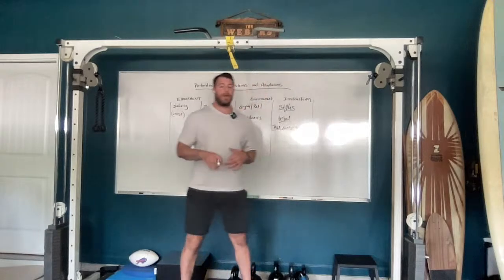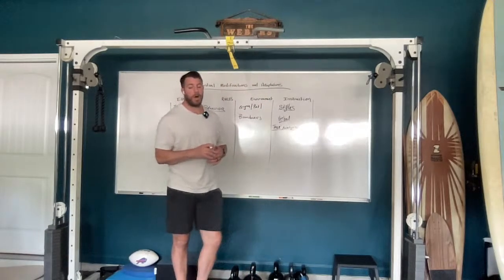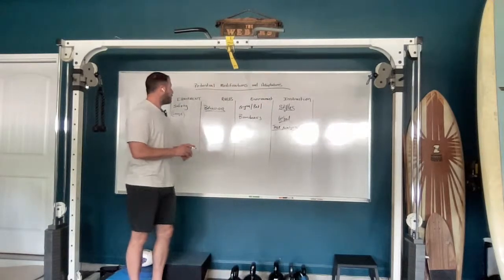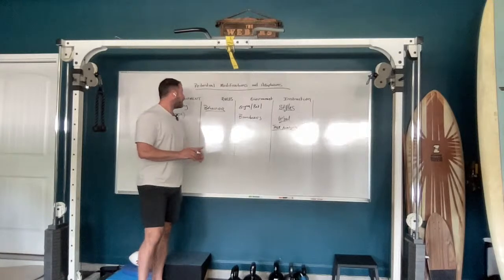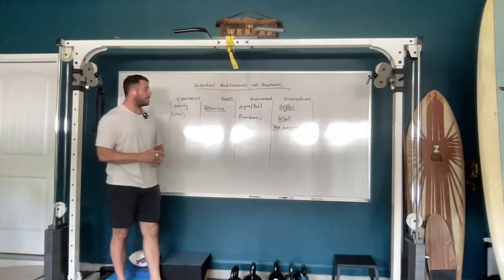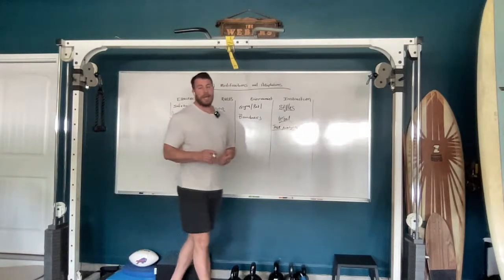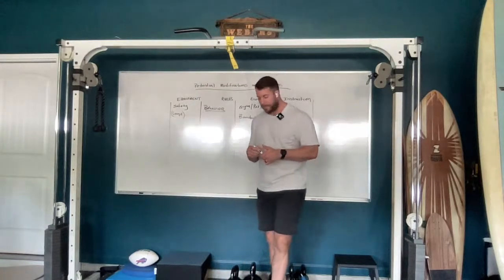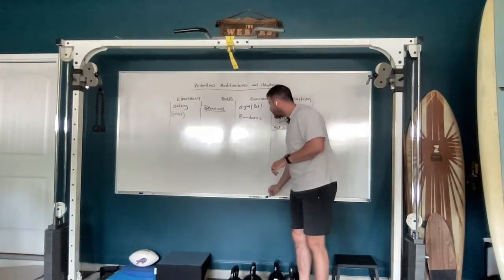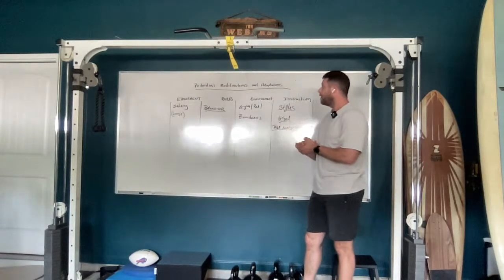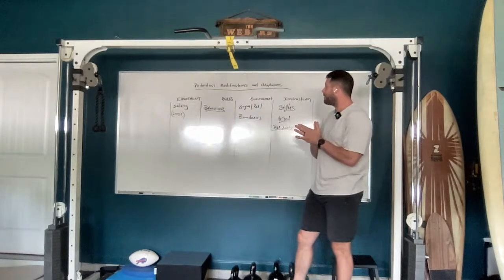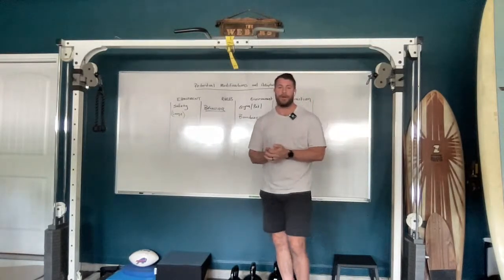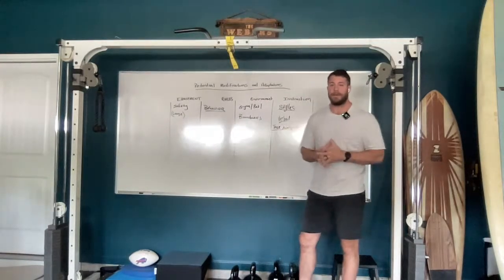So this was an overall video on potential modifications and adaptations for environment, rules, and instruction. And I'm just going to recap it real quick for you. Okay. So basically, you have four different components of modifications and adaptations that can occur in the classroom when it comes to adaptive physical activity.